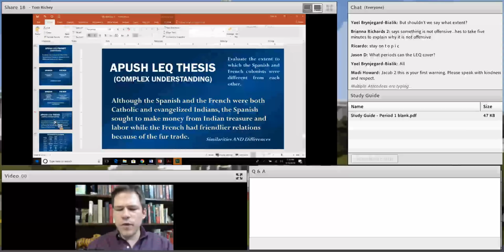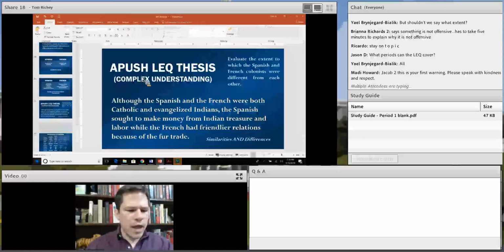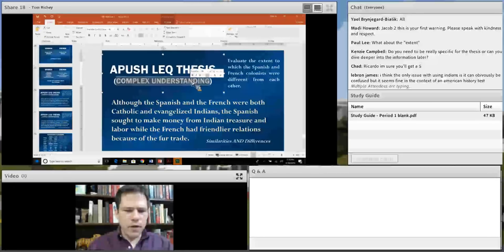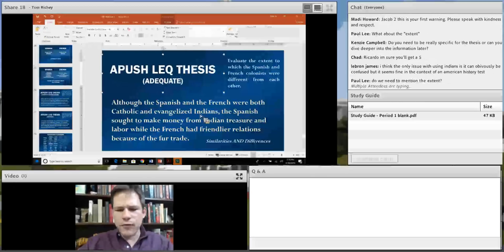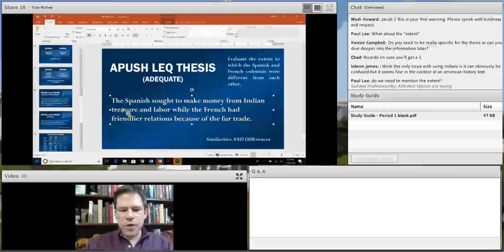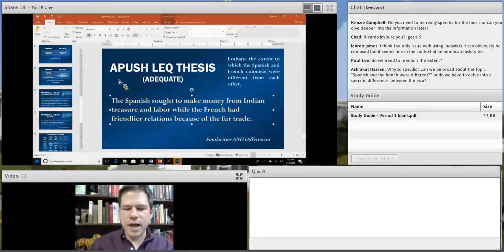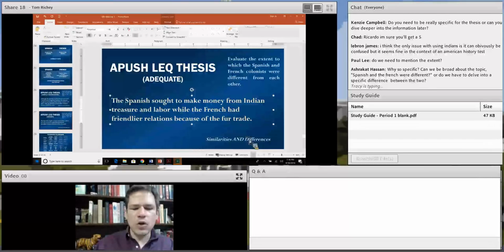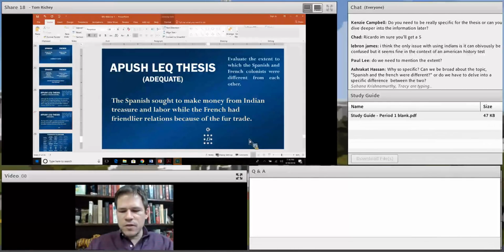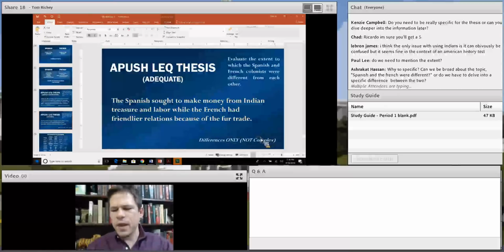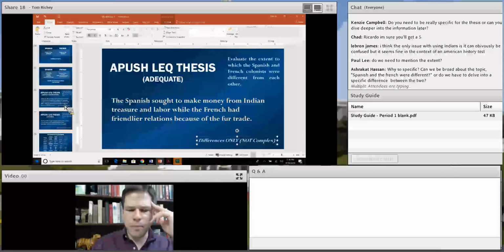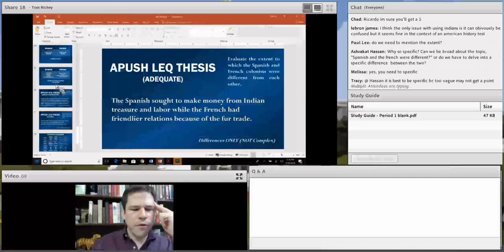Similarities and differences, that's what we're taking as far as complex understanding, if you're trying to get to that point. Now, we could do a differences-only thesis. This is basically not complex, but adequate. If we're just trying to get that point, we could just note here a key difference between the Spanish and the French. Differences only, not complex. You're not trying to get the complex point, you're just trying to get the thesis point and make your general arguments. So this would be an adequate thesis.